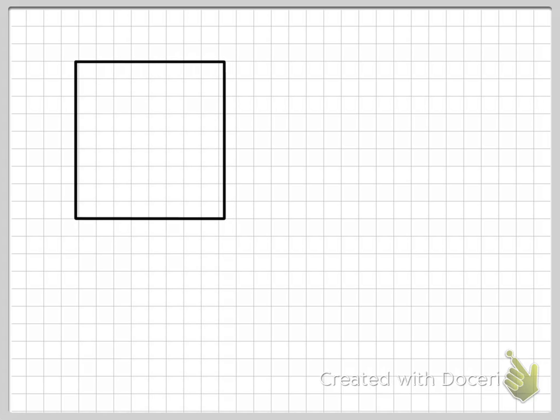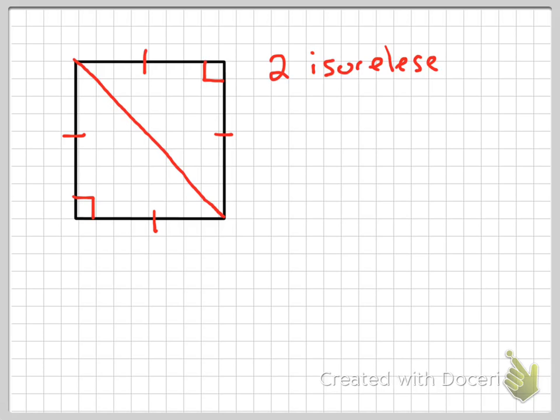We're going to pretend that's a perfect square. And you know that if you have a square, you've got 4 right angles. You also know that all 4 sides are congruent. Now, if you take any square and you draw the diagonal, you've done 2 things. The one thing is you've made 2 isosceles. I might have misspelled that, but for right now, I'm not going to worry about it.